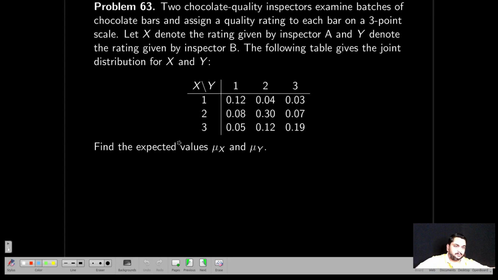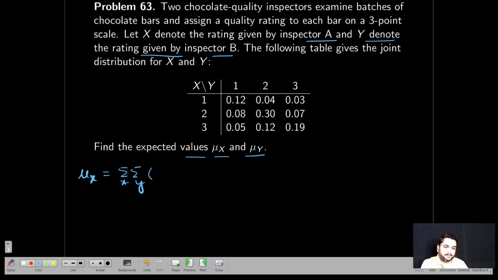Two chocolate quality inspectors examine batches of chocolate bars and assign a quality rating to each bar on a 3-point scale. Let X denote the rating given by inspector A and Y denote the rating given by inspector B. The joint PMF is given. Find the expected values mu x and mu y. So this is simple, right? How will you find mu x? Mu x is equal to the summation of x, summation of y, x into f of x comma y.